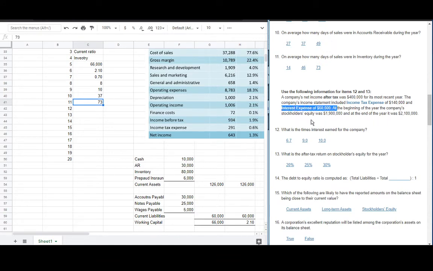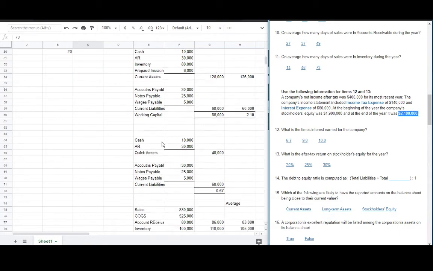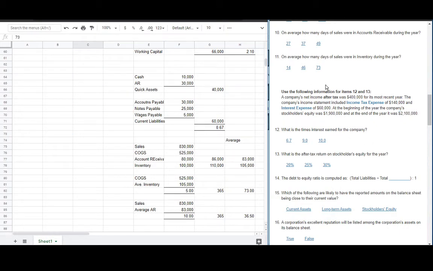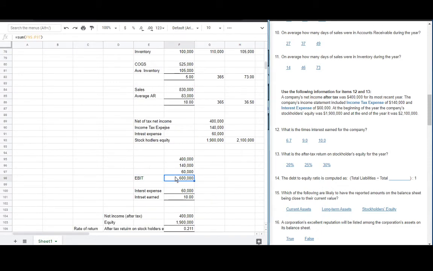At the beginning of the year, the stockholders' equity was 90 and the end is 210. So what is the times interest earned for the year for the company? The idea here is that we get the EBIT. So what is EBIT? It is the earnings before interest and tax. Then after getting this, we divide that by the interest expense and we get 10.